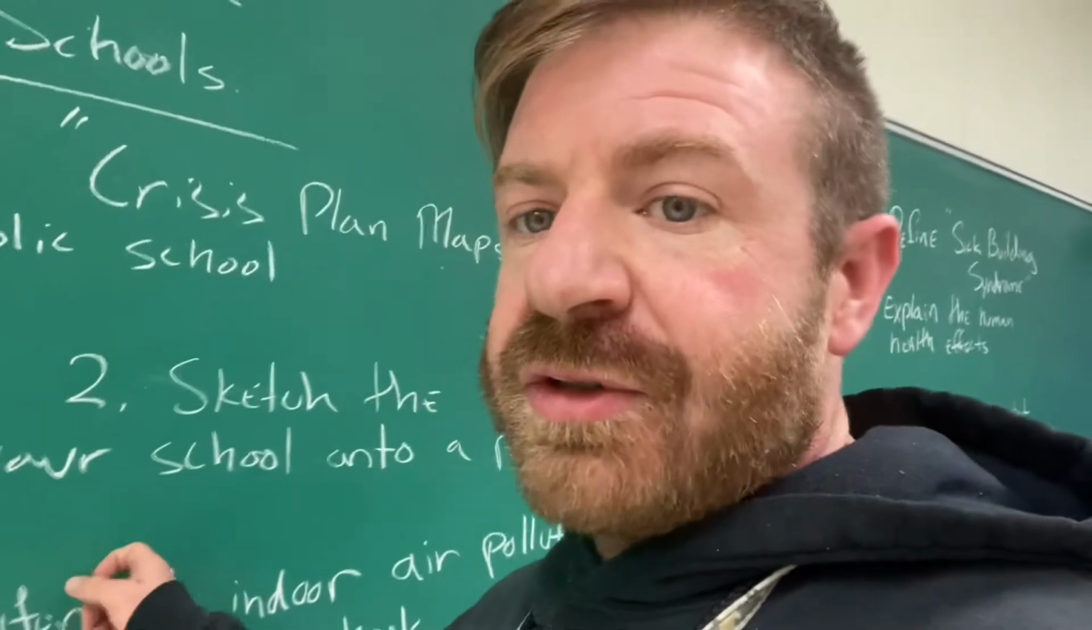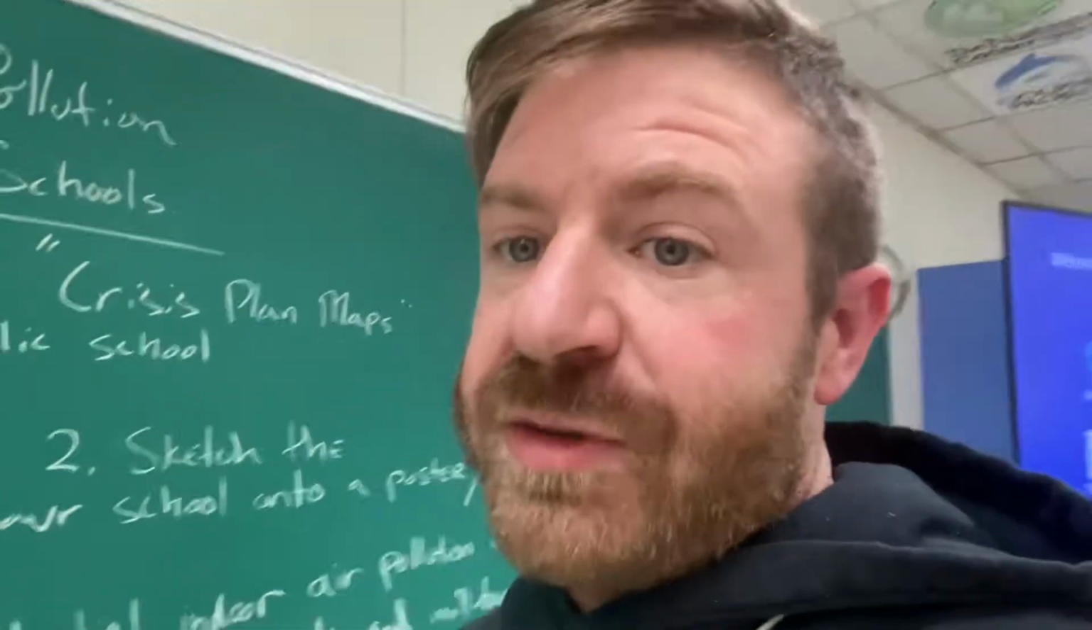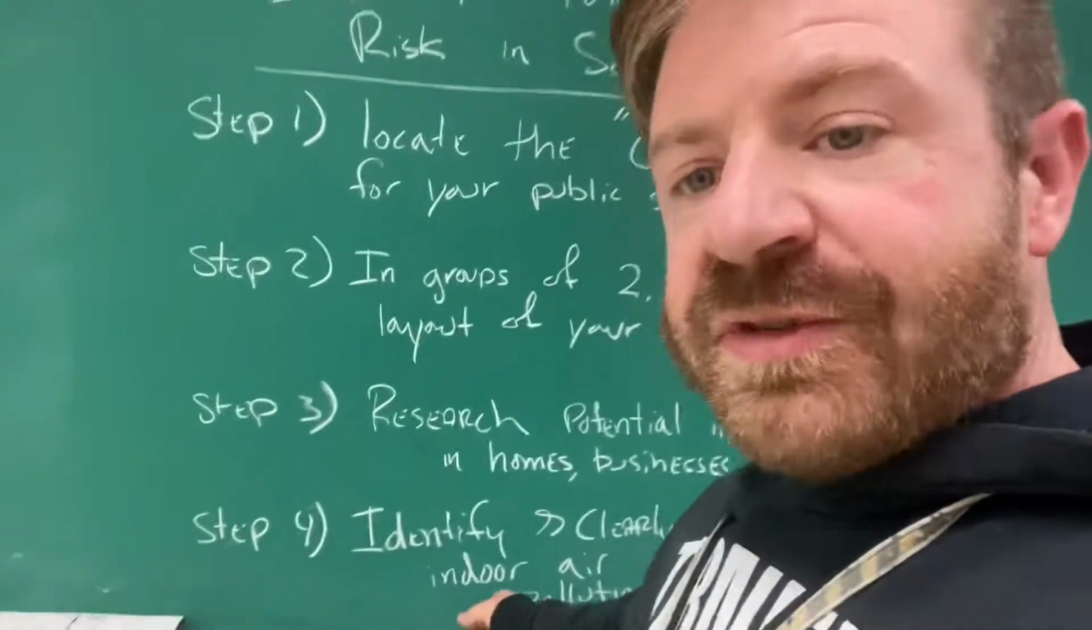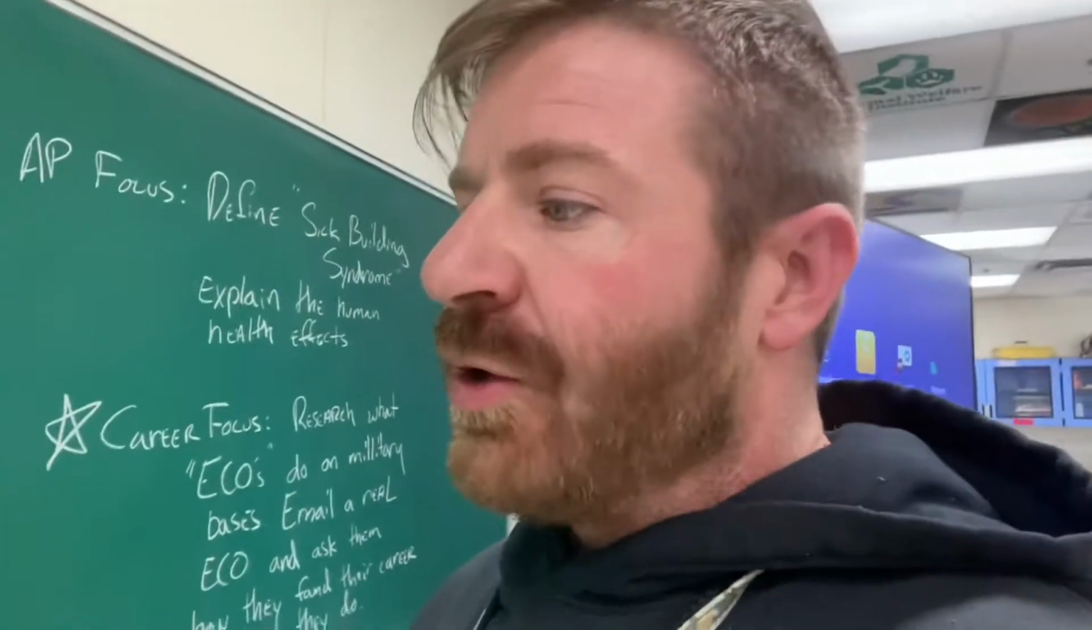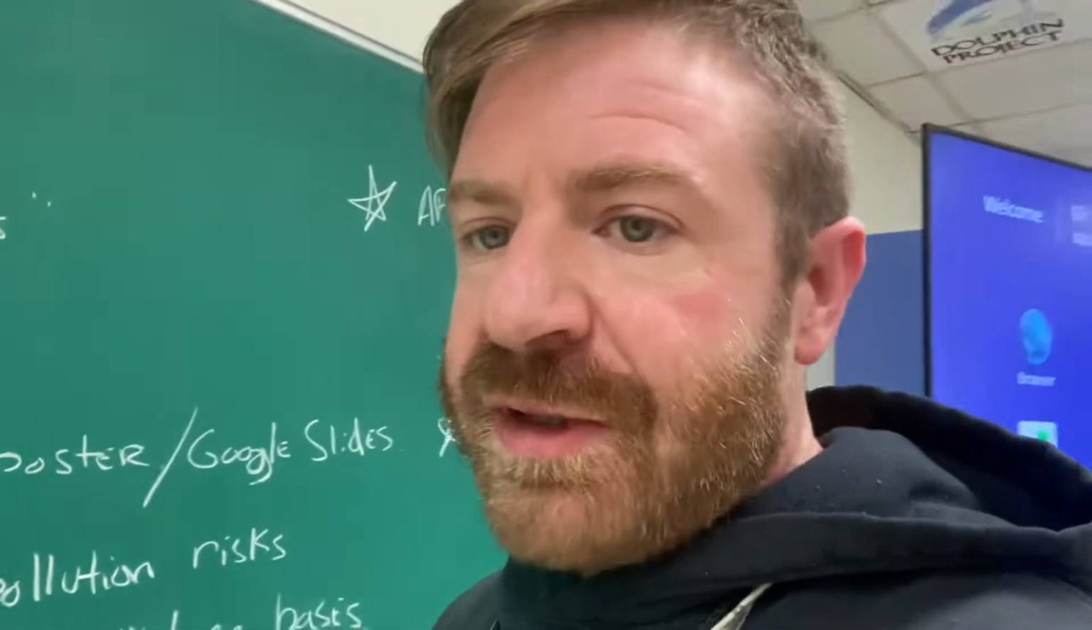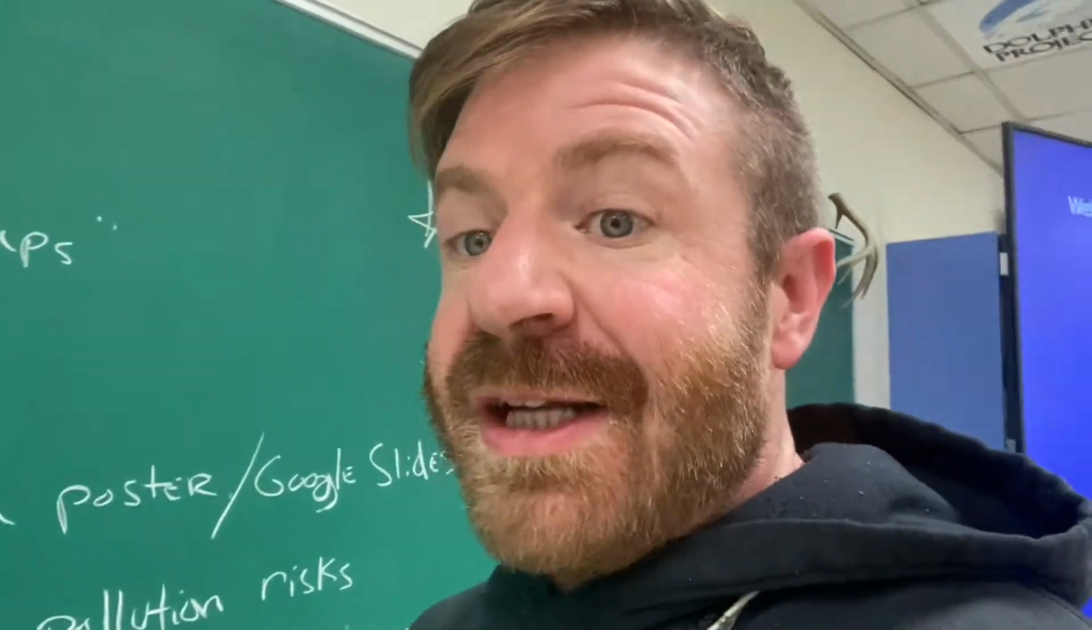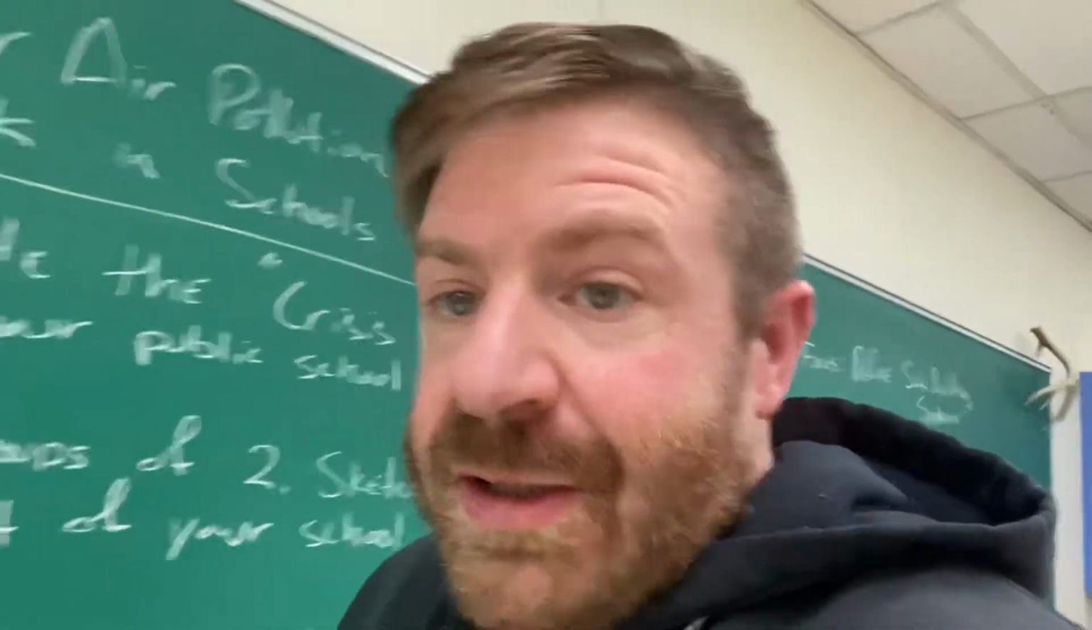So once you've done the research on what the risks are in most indoor spaces, then on step 4, you're going to identify and label and briefly describe. We don't need paragraphs on this, but you're going to identify and label, briefly describe the indoor air pollution risks that exist in your school. Now, depending on what kind of school you go to, it could be different things. It's going to be different in an agricultural school versus maybe an arts magnet school. So depending on the school you're in, there's going to be different risks.